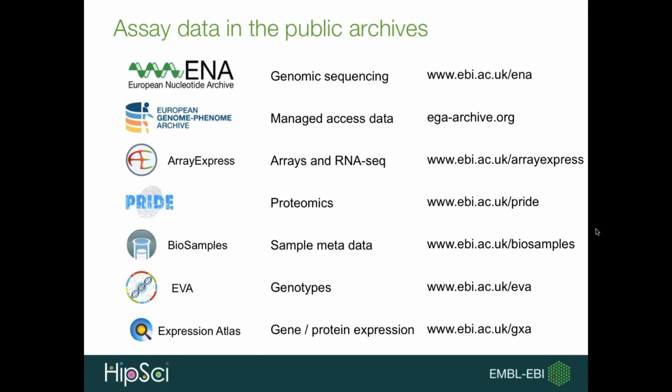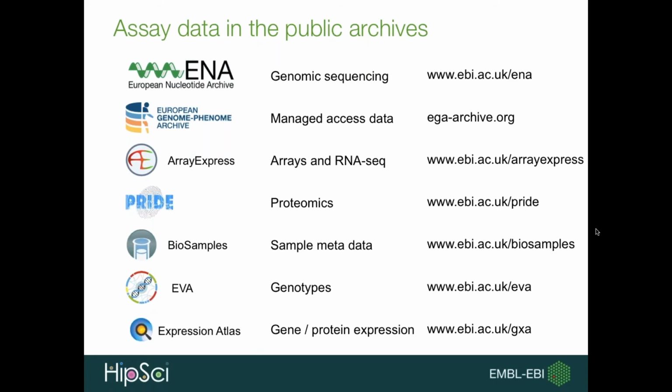Now, because we're generating so many different data types, we send our assay data to several different data archives. Each of these archives is kind of a specialist in handling certain types of data. So this is a list of where all of the data goes. You can see that our genomic sequencing data goes to ENA, but our array-based data and RNA-seq data goes to ArrayExpress. Our proteomics data goes to PRIDE. There's an important one here, which is managed access data. And I've put that all of our managed access data goes to the European Genome-Phenome Archive, or the EGA.